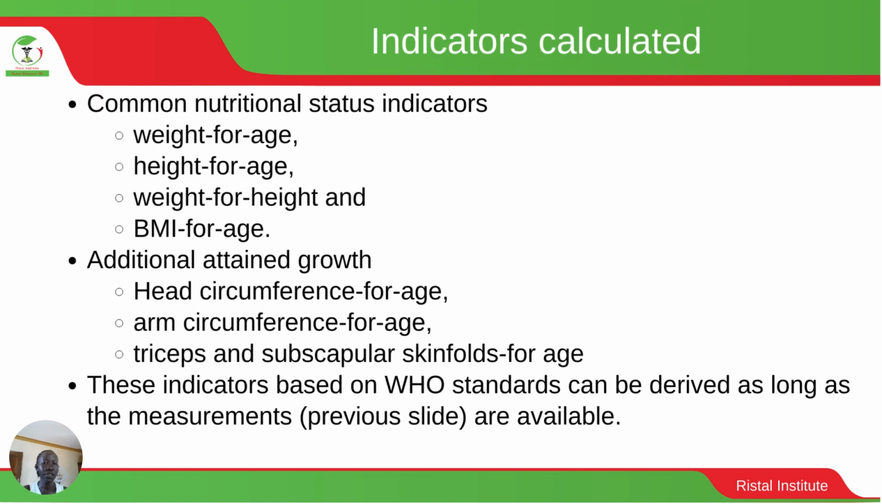The common indicators include the weight for age, the height for age, weight for height, and BMI for age. Then additional growth indicators can be ascertained using the head circumference for age, the arm circumference for age, triceps, and the subscapular skin folds for age. All these indicators are based on WHO standards, and they can be derived as long as the measurements are available.